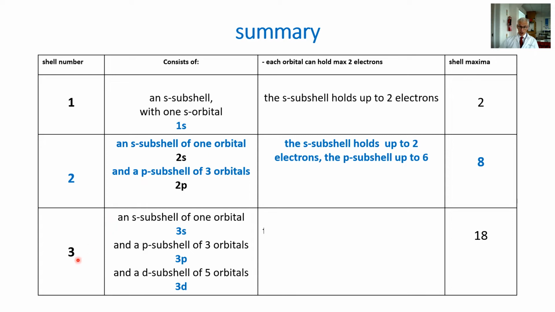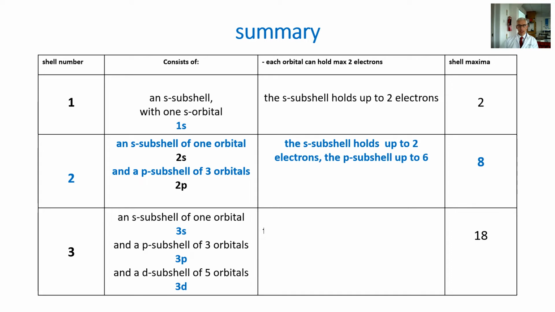The third shell contains 3 subshells, an S subshell, which we label 3s, a P subshell we label 3p, and a D subshell we label 3d. The 3s subshell has 1 orbital, the 3p has 3 orbitals, and the 3d has 5 orbitals. So I haven't mentioned that before, but the D subshell is composed of 5 orbitals. Yes, we did mention it earlier. So 5 orbitals in the 3d subshell.